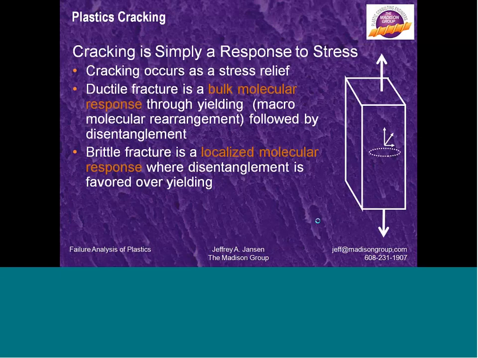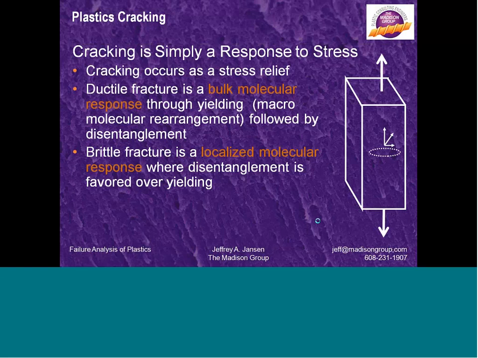When we think about cracking, it doesn't need to be extremely complicated. Cracking is simply a response to stress. It occurs as a stress relief mechanism. The plastic part is under stress, and in order to relieve the stress, it undergoes cracking. We get ductile fracture as a bulk molecular response through yielding. So we get that permanent deformation, we get stress whitening, and we get that macro molecular rearrangement, which is then followed by disentanglement. Brittle fracture, in contrast, is a localized molecular response whereby we get no yielding.